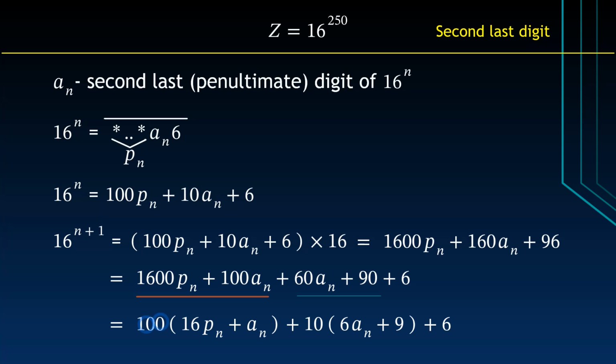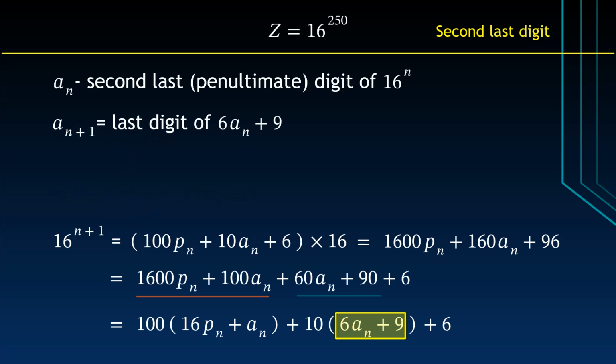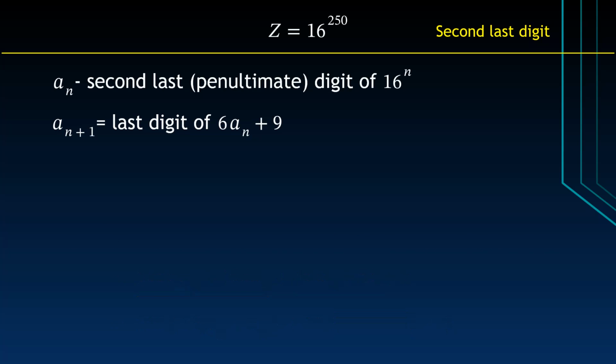The first term with factor 100 ends with 2 zeros, so it does not affect the second last digit. What really defines the penultimate digit is the second term. We see that the second last digit of 16 to the power of n plus 1 is actually the last digit of 6an plus 9. So we can write that an plus 1 is the last digit of 6an plus 9. In mathematical terms, it can be written using mod. But if you are unfamiliar with that, never mind, as long as you know what it is all about.